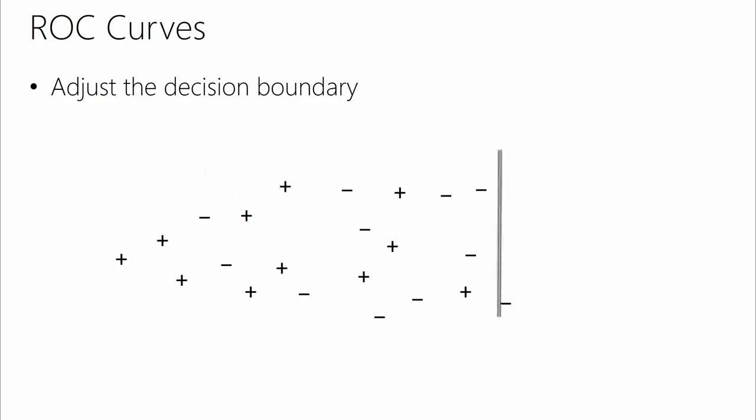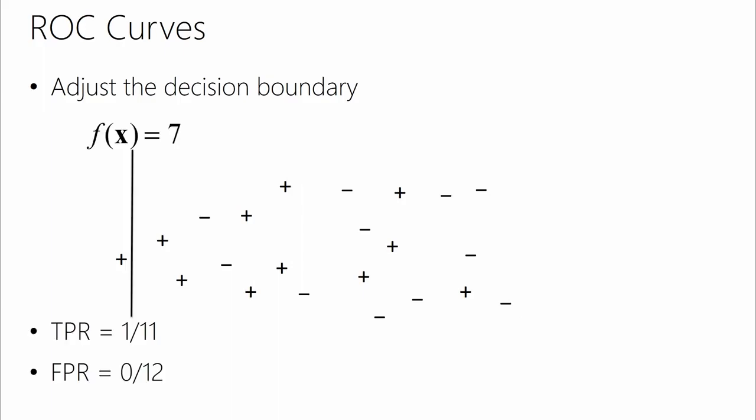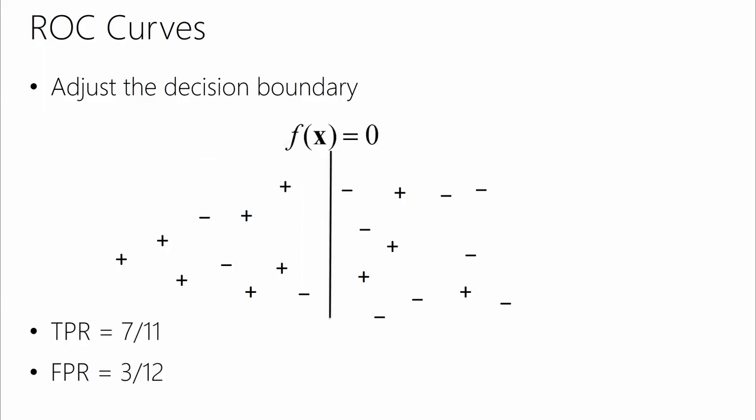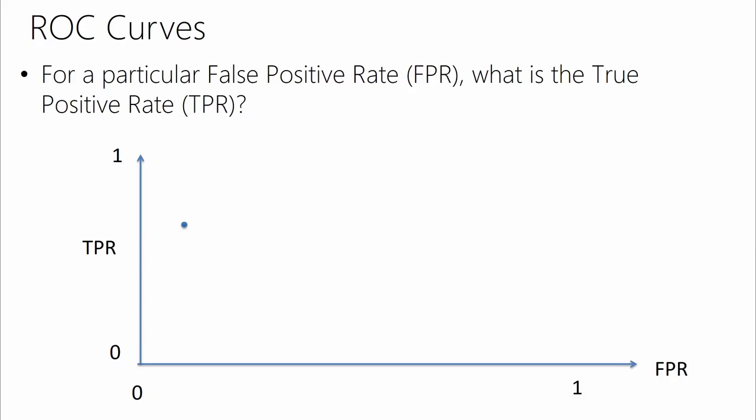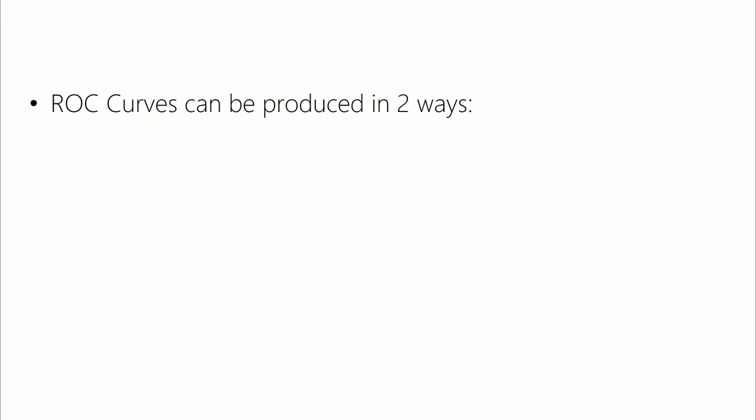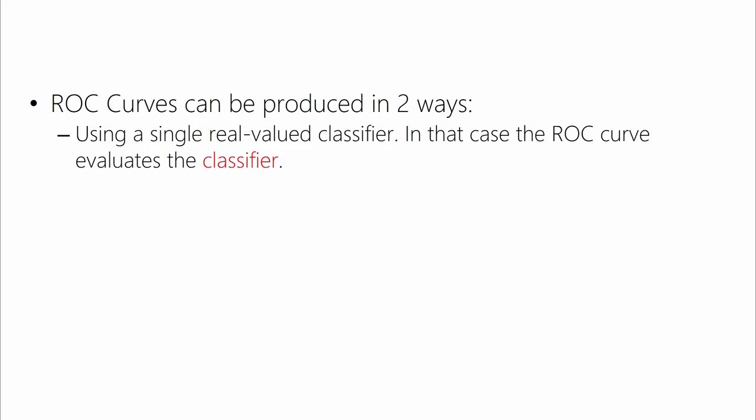So let's do it. We swing that whole thing down that way and record the true positive rate and false positive rate as we do it. Okay, and that traces out this whole curve. So that's the first way to create ROC curves, and that's for a single classification model.